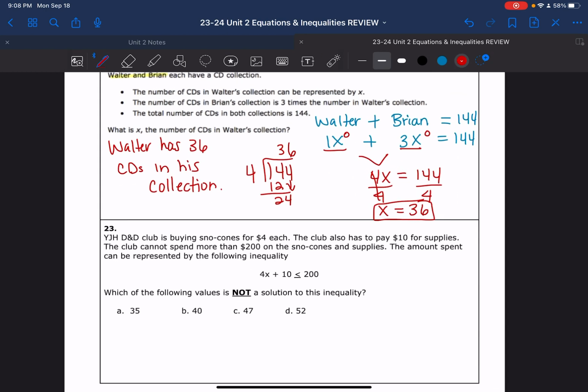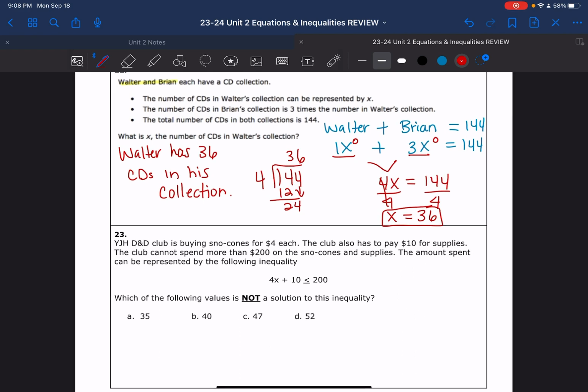Let's do the last one. Had students make fun of me today whenever I said this. York Junior High, D&D. I said I don't know what D&D is. Dungeons and Dragons. Yeah.